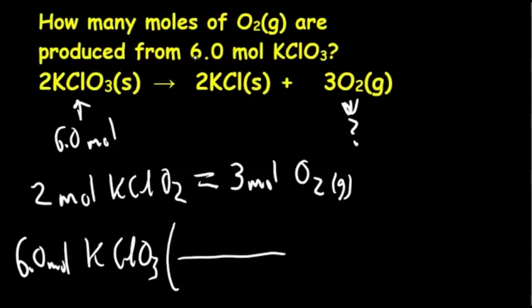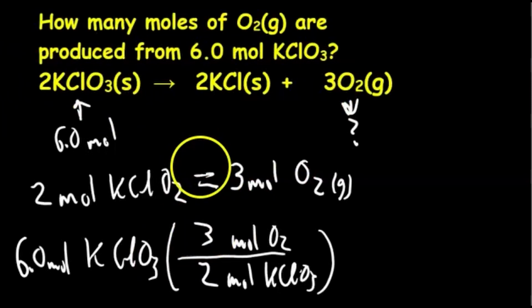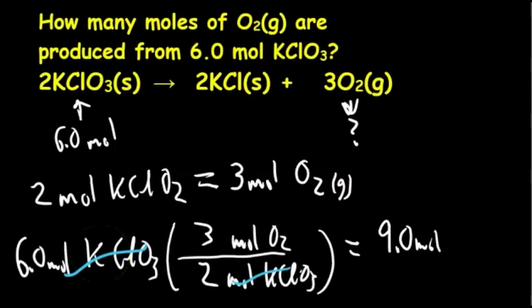So we'll start off with what we're given, 6.0 moles of KClO3, and we want moles of O2. So we want moles of O2 on top, and we want to cancel out moles of KClO3, and we get 3 moles of O2 for every 2 moles of KClO3 that react. We should be able to do this in our head. There should be 9.0 moles of O2, since the moles of KClO3 cancel out. Still 2 significant figures, even though there's 1 digit here. These other numbers don't count because they are exact numbers, so they don't count for sig figs.